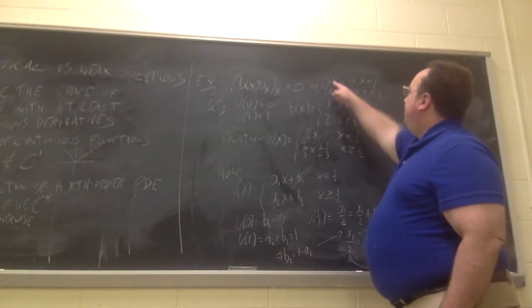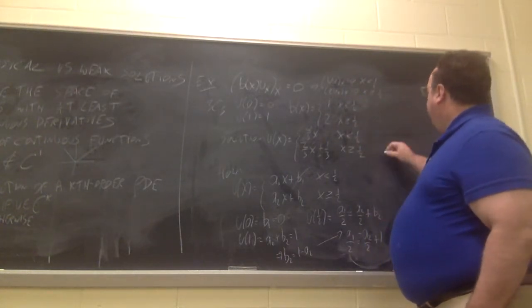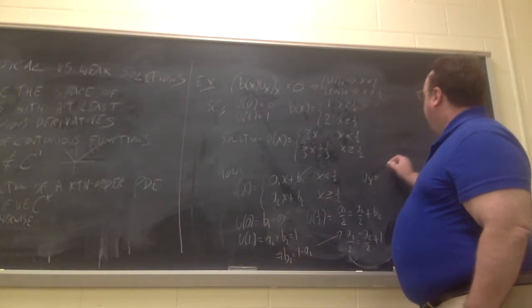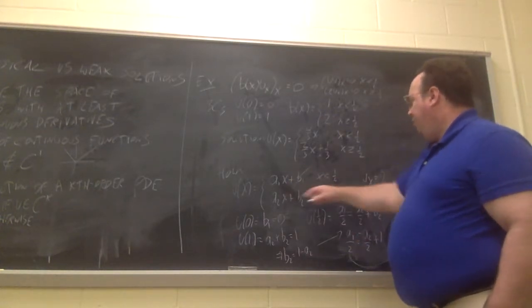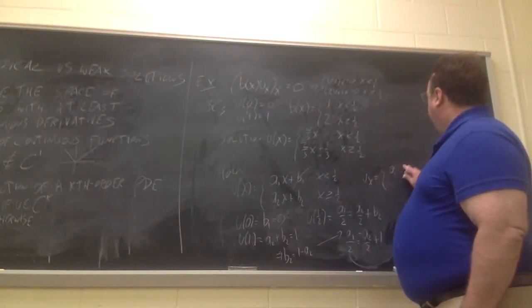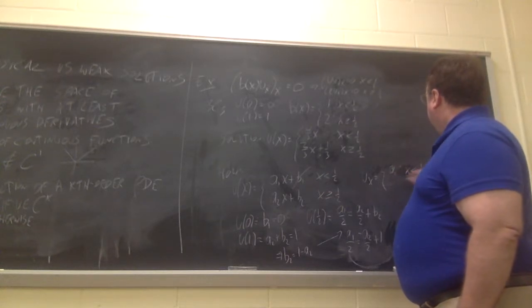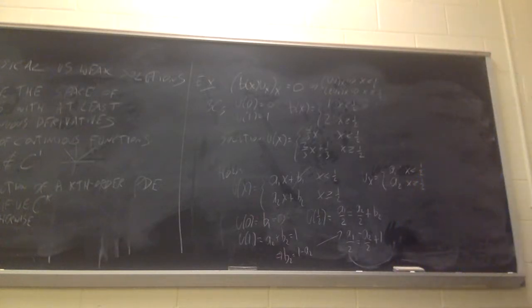So ux is equal to a1 for x less than 1/2, and equal to a2 for x greater than or equal to 1/2, just by taking derivatives.